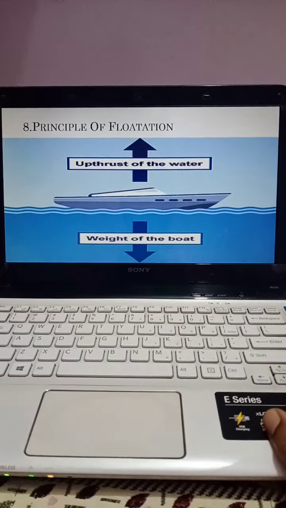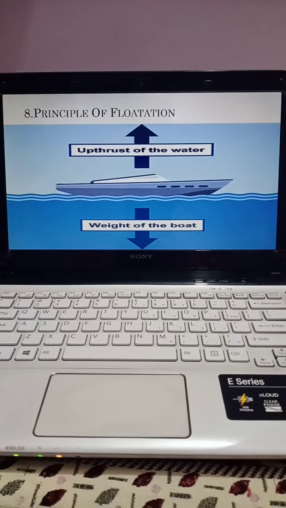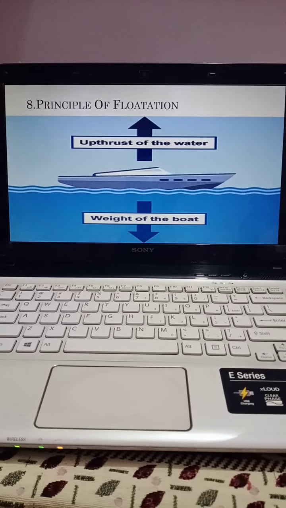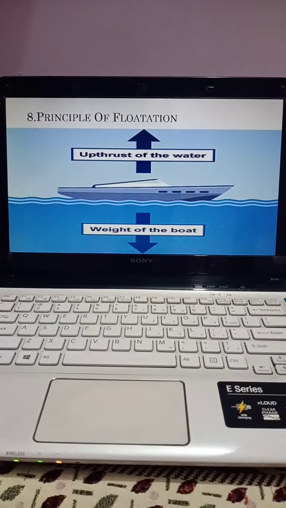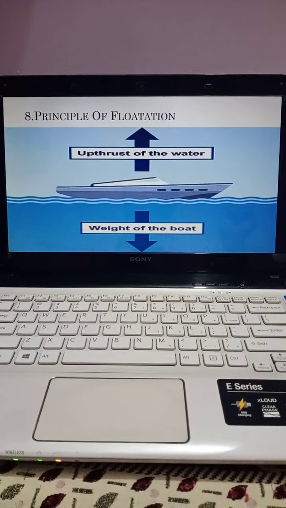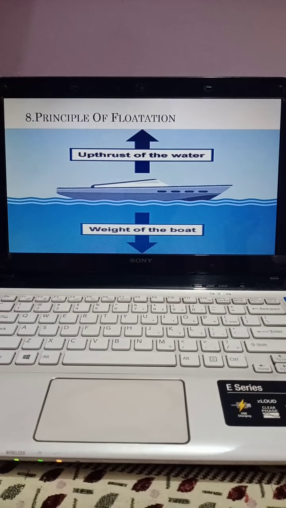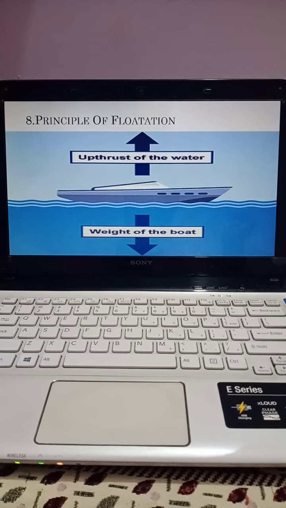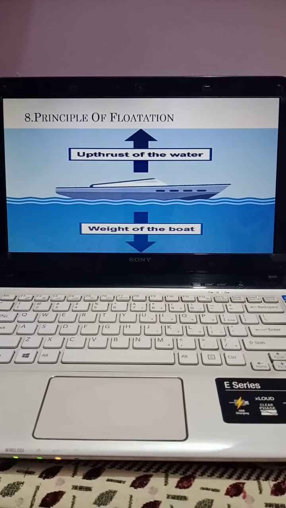Next we are going to see the principle of flotation. Under this principle, we are going to see many different cases, as well as what different forces act when an object is immersed inside the water, and how these forces balance each other to make it float or sink on water.